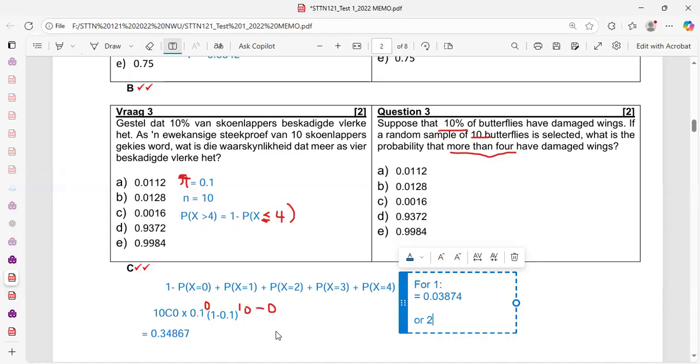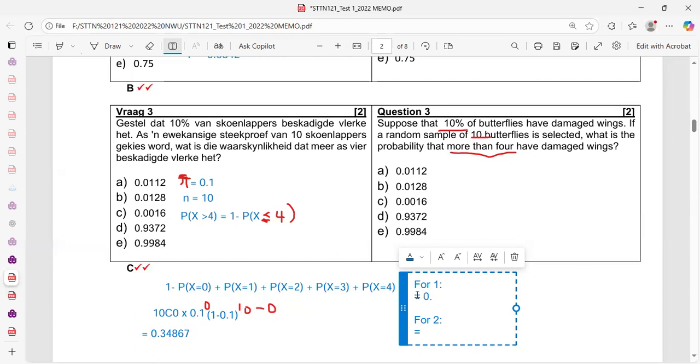For 2, you do the same thing on the same formula. Wait, I think I made a mistake on the previous one, because it's supposed to be 10 combination 1. Same formula, guys. So here it's going to be 1, 1, 1. For 2, it's 10 combination 2, 2, and 2. The answer I got is 0.3874.